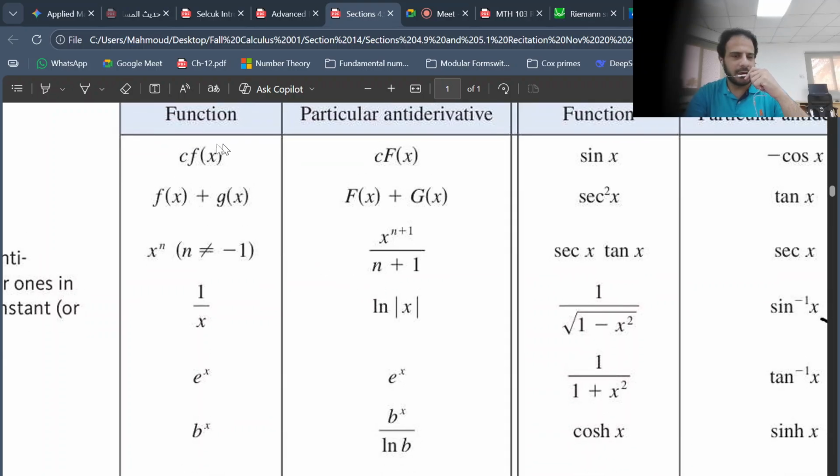So if you have a function constant c times f of x, then the particular antiderivative is c times capital F of x. So the multiplication by a constant will not affect the antiderivative, okay? Similar to differentiation and limits. When you add f of x plus g of x, then the antiderivative is the antiderivative of f plus the antiderivative of g.